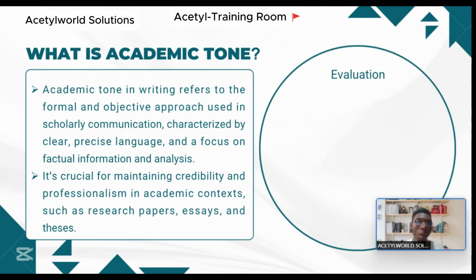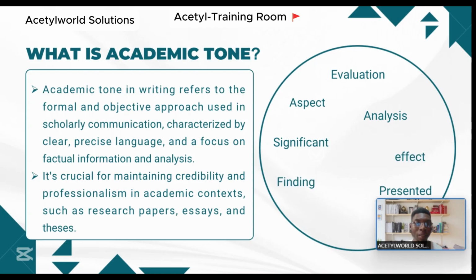For example, words like evaluation, aspects, analysis, significance, effects, findings, presented, concepts, and notably are common in academic settings because they express measure and factual observation. So it's very crucial to know that in academic writing, you need to maintain an academic tone. As I used to say, academic writing is different from casual writing, so your tone should reflect it.